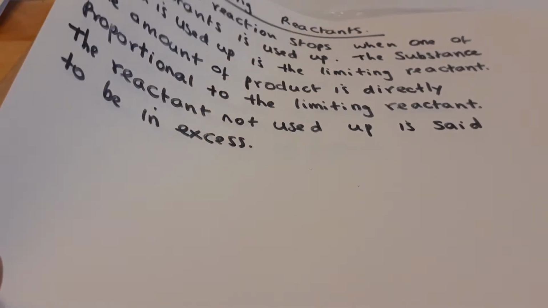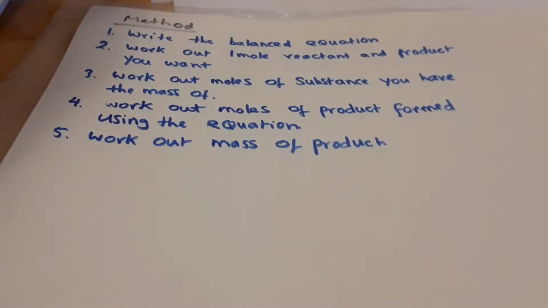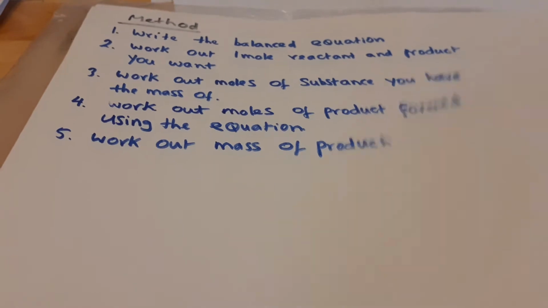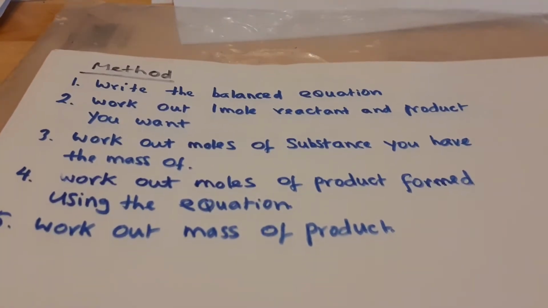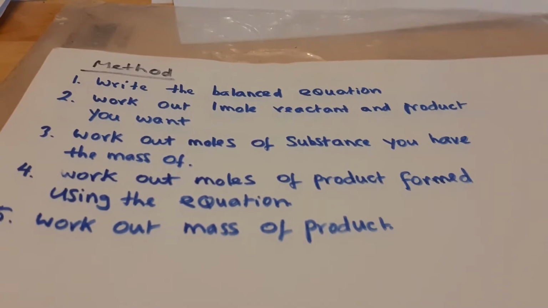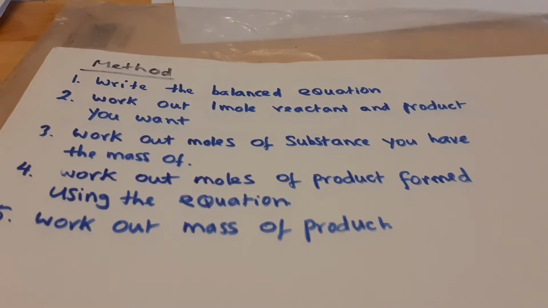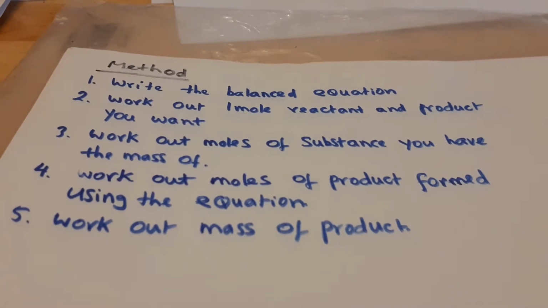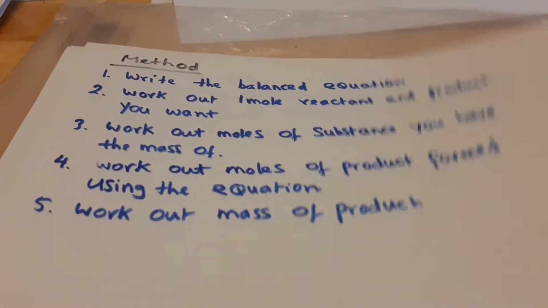Now, how do we do this? Well, quite straightforward. First of all, you always start with a balanced equation. From that then, you need to work out 1 mole of the reactant and 1 mole of the product you want. Next thing then always is to work out the moles of substances you have the mass of, and then step 4, work out the moles of the product formed using the equation. Similar steps to what we've used in reacting mass. And then finally, use a mole equation to work out the mass of the product. So let's go with a simple example.